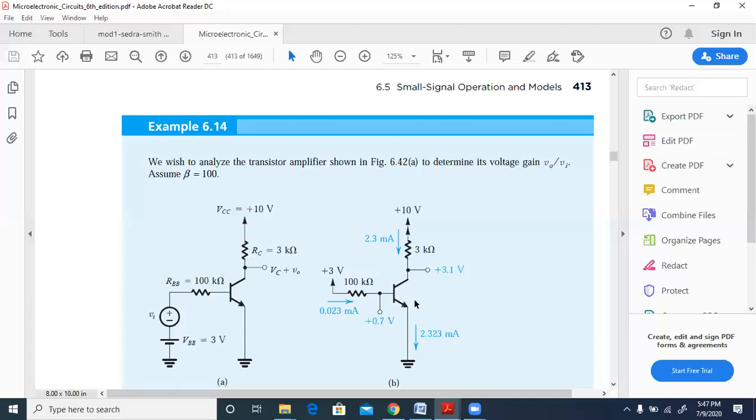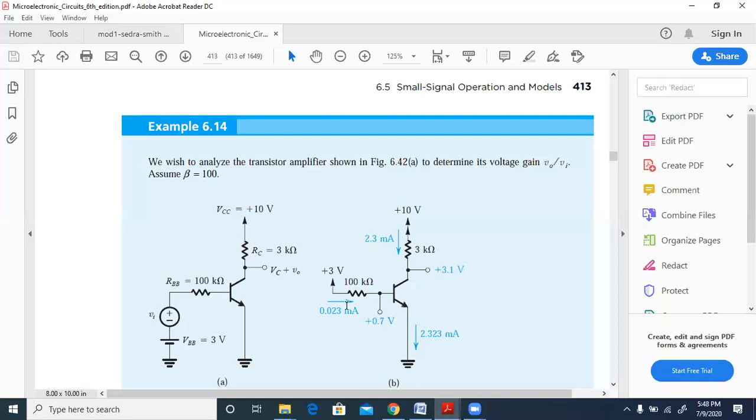If this value becomes 0.3, then it will no more be in the active region. At that time, we can't say capital IC is equal to beta capital IB. That cannot be said at all. So this is all right.